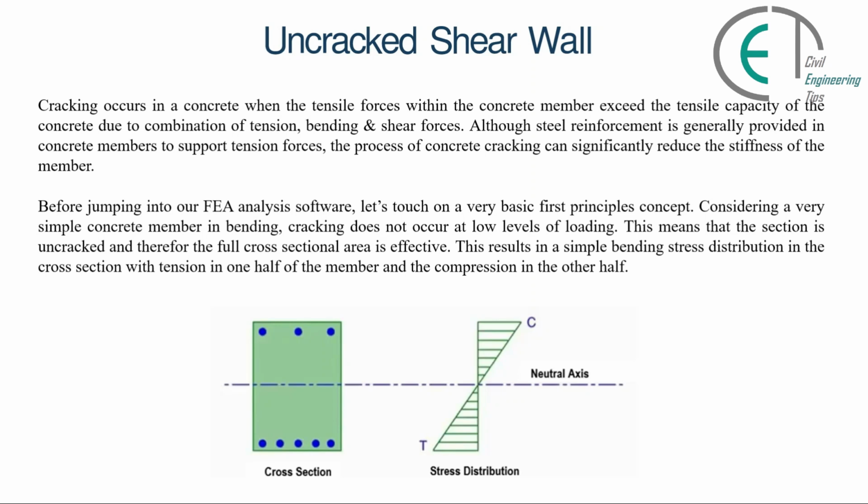Before jumping into our finite element analysis software, let's touch on a very basic first principles concept. Considering a very simple concrete member in bending, cracking does not occur at low levels of loading. This means that the section is uncracked and therefore the full cross-sectional area is effective. This results in a simple bending stress distribution in the cross-section with tension in one half of the member and compression in the other half.